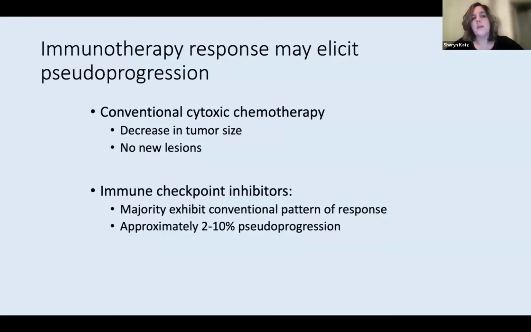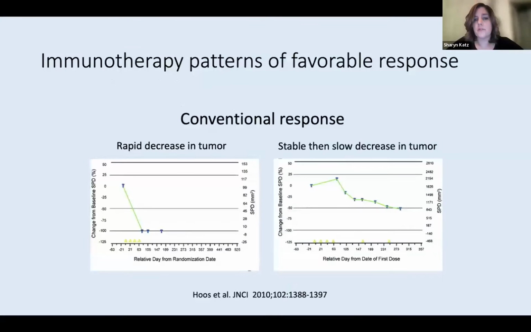The immune checkpoint inhibitors can result in the conventional patterns of response. This was actually, I think, the first paper describing pseudoprogression. This is by Wolchok et al. in 2010, and they described this in melanoma.